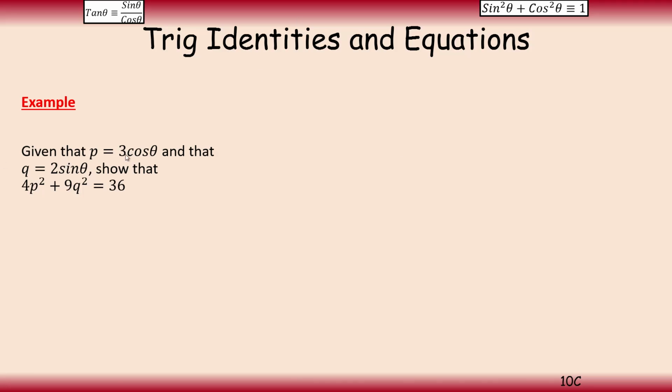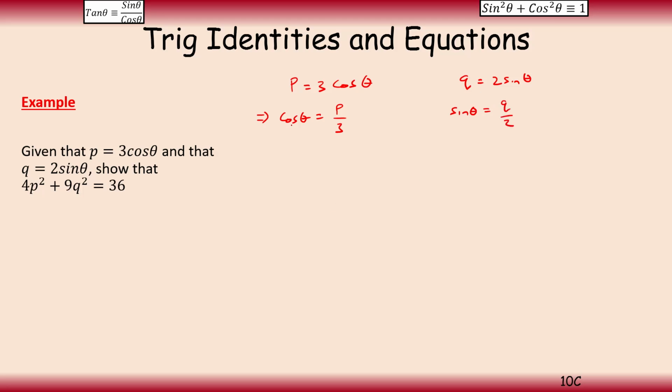So here, given that P equals 3 cos theta and Q equals 2 sin theta, show that 4P squared plus 9Q squared equals 36. Okay, so it's a proof again. So what we're going to do with the proof then is, let's have a look at what they've given us. They said P is equal to 3 cos theta. Well, that implies to me that cos theta is equal to, let's get it on its own, P over 3. And they say that Q is equal to 2 sin theta. I'm going to get the sin theta on its own, and that's equal to Q over 2.